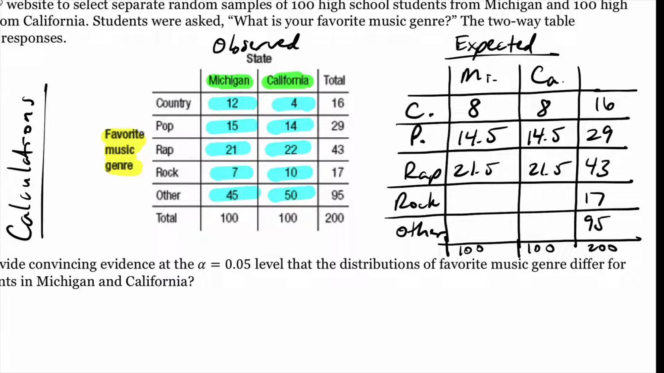Rock, 17 times 100 divided by 200, 8.5. Other, 47.5. All right, 47.5. So when we add down, we should get 100 in each column. When we add side to side, we should get the number that was already there.